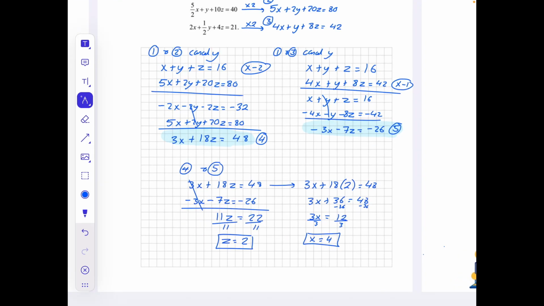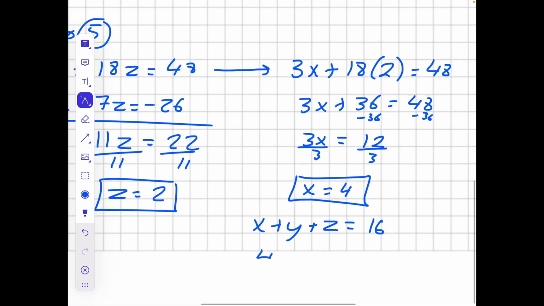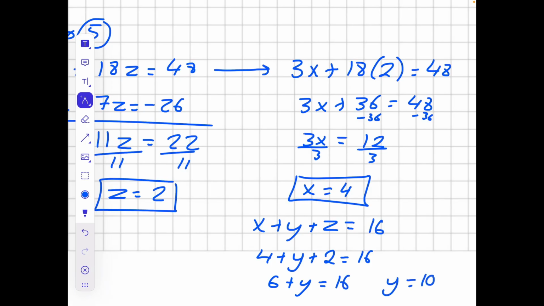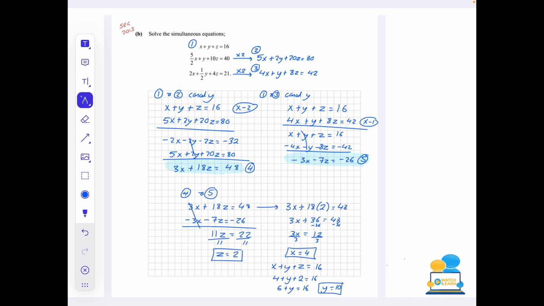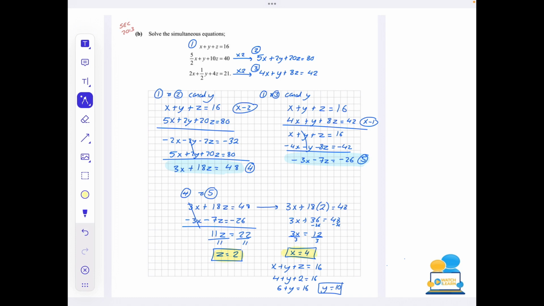That's my second answer, and now use one of your original equations. I'm going to go with 1 because it's just the most straightforward. 1 tells us that x plus y plus z is equal to 16. We know x is 4, we don't know what y is yet, but we know z is 2. So 6 plus y is equal to 16. Minus 6 from both sides, y is equal to 10. So there, once you got over the initial challenge of the fractions, the question actually worked out extremely nicely.